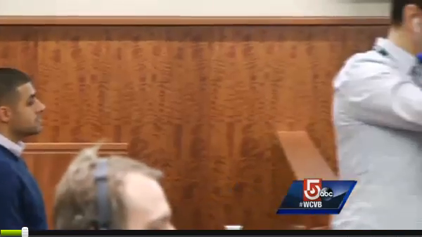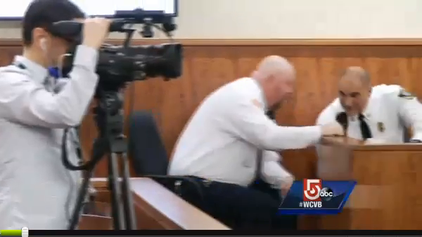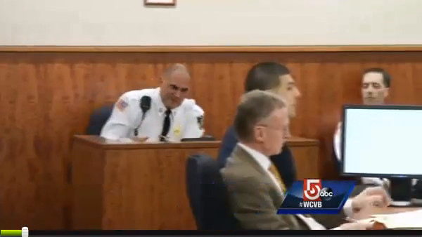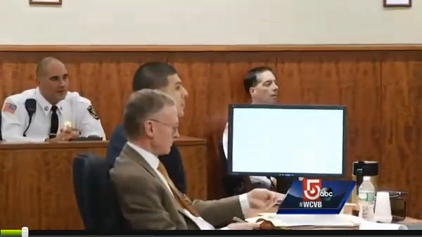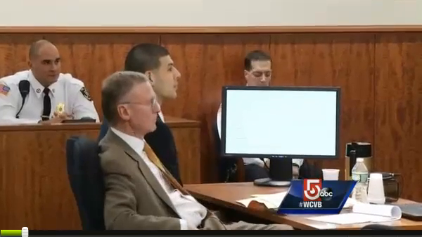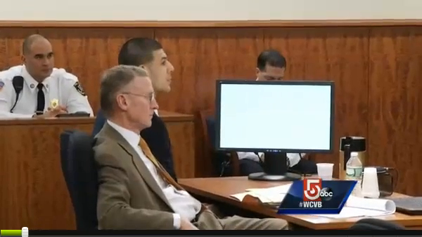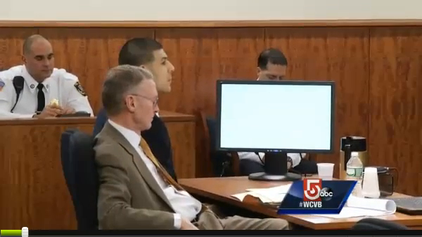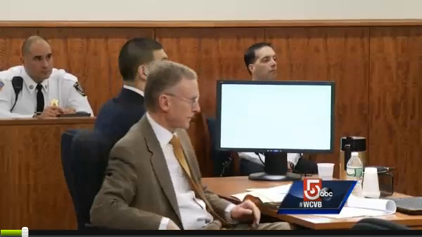If I could approach this. So I have one more photograph to show you. You recognize that? Yes. Okay, and what is this? So again, our building. Is it a different viewpoint? Yes. From what viewpoint is this? From the right side, if you're looking at it from the front. Okay. Does that fairly and accurately portray the location of your building and the surrounding areas back in June of 2013? Yes.